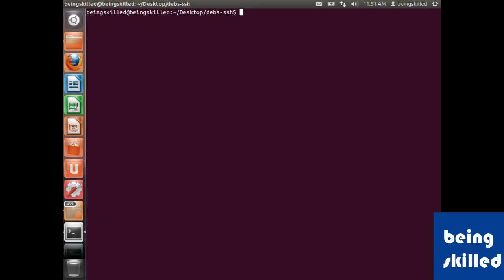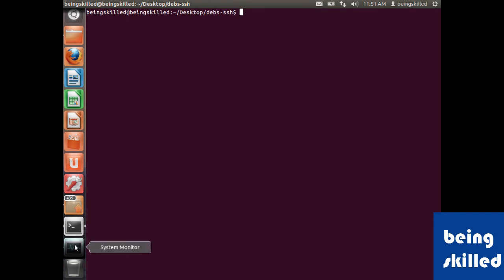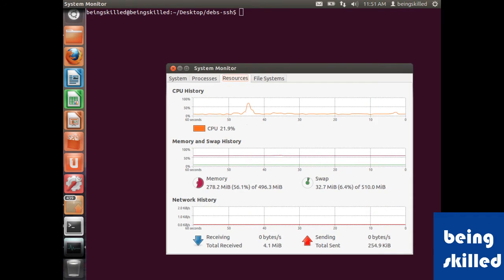Monitoring your system is very important for any server administrator or any user who is concerned about how the resources of the computers are being used. So for monitoring, either we go to the monitoring utility, which is called System Monitor in Ubuntu. So we can see lots of graphs.